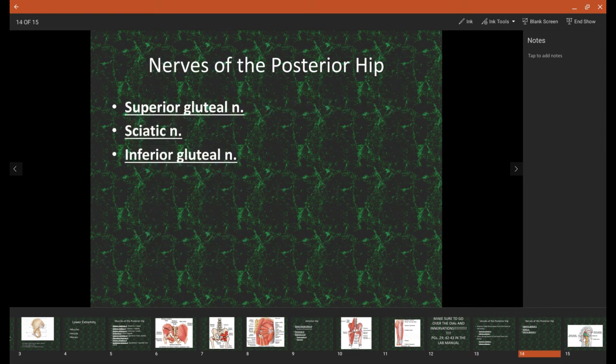Now here are our nerves we have to know. We just talked about superior gluteal nerve, inferior gluteal nerve. We'll see pictures of all these in a second. We've already discussed sciatic nerve as well.